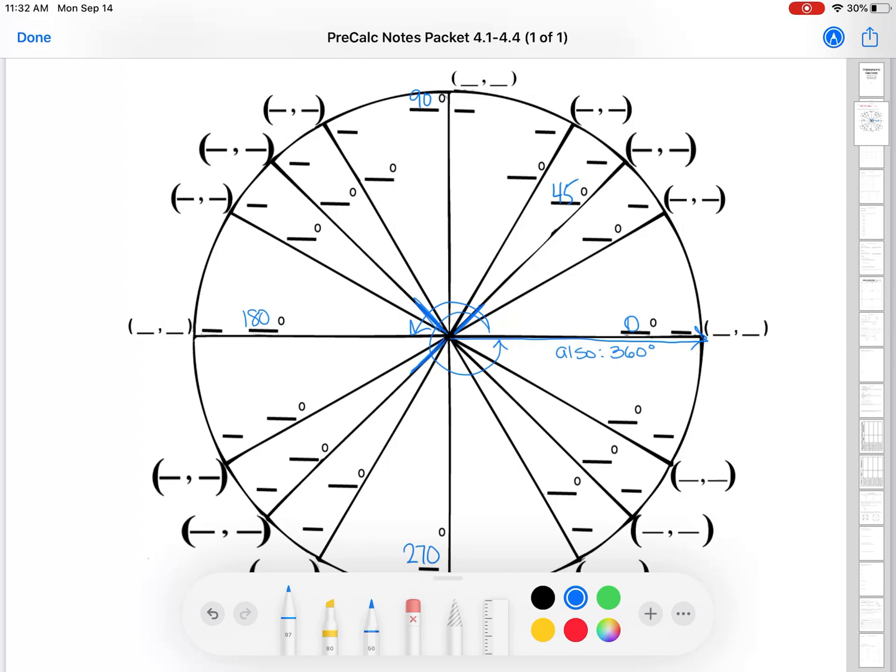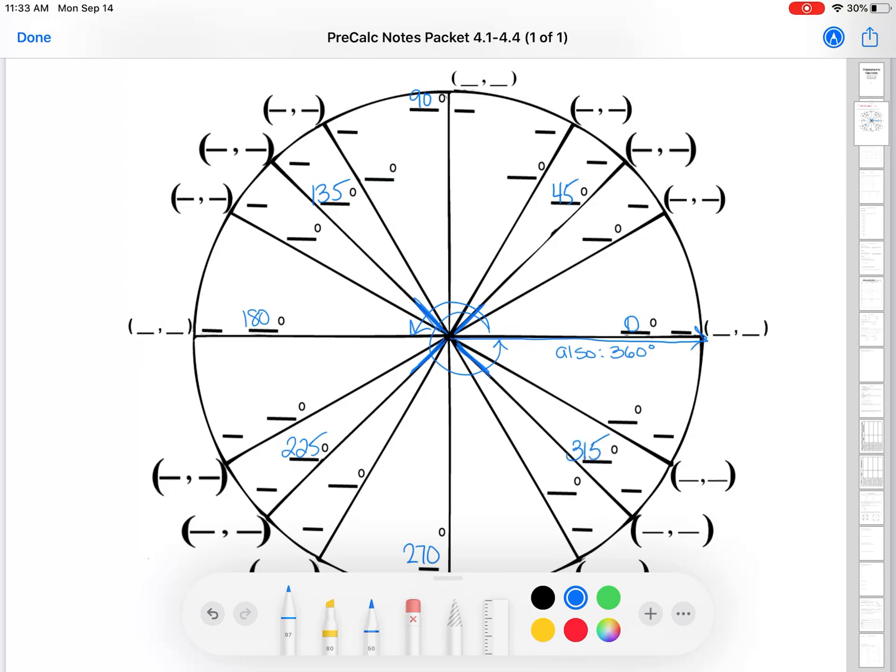So really it's just going to be halfway between, right? Halfway between 90 and 180 would be 135 degrees. Halfway between 180 and 270 would be 225. And halfway between 270 and 360 would be 315.